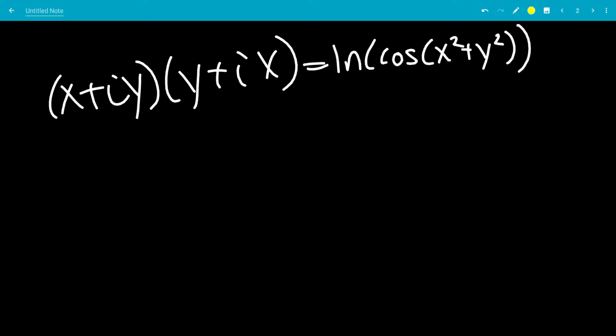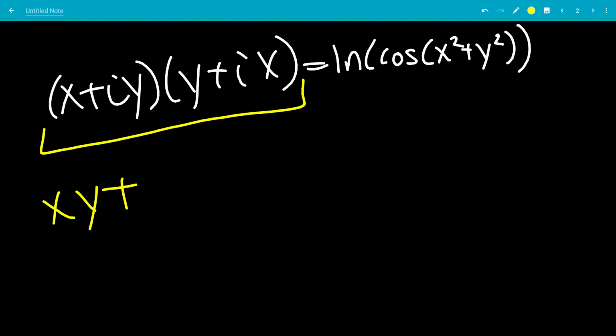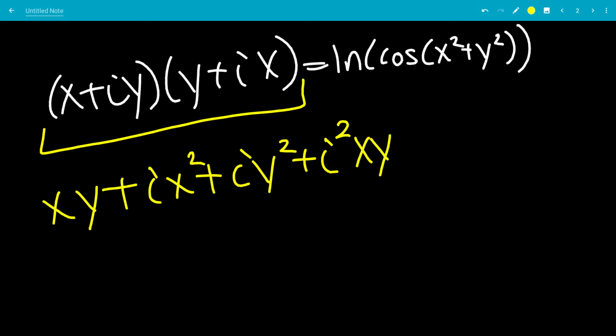Okay, I rewrote the equation. So now we're going to do the left-hand side, so we're going to expand this out. We'll be left with x times y, which is xy, x times ix, which is i times x squared, iy times y, which is i times y squared, and now we'll have iy times ix, so we'll write the x first after the i, so it would be i squared xy equal the right-hand side. I'll just leave it for now.